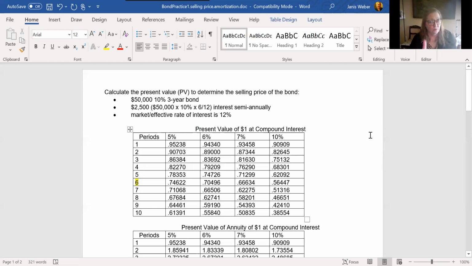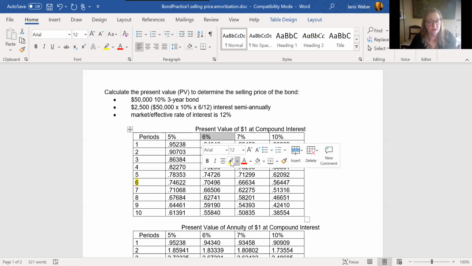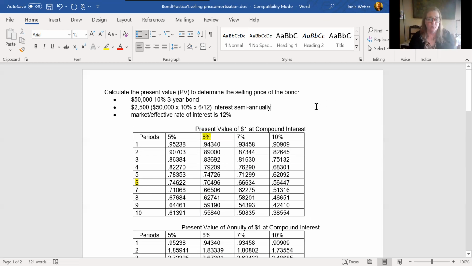And then the rate we're looking for is 12% annually, because that's what the effective rate is, which on a semi-annual basis equates to 6%. So we split the interest rate, the effective interest rate, and we double the periods when it's semi-annual. So now, once we know the period and the interest rate, it becomes a piece of cake to use this table. We're looking for only one number.